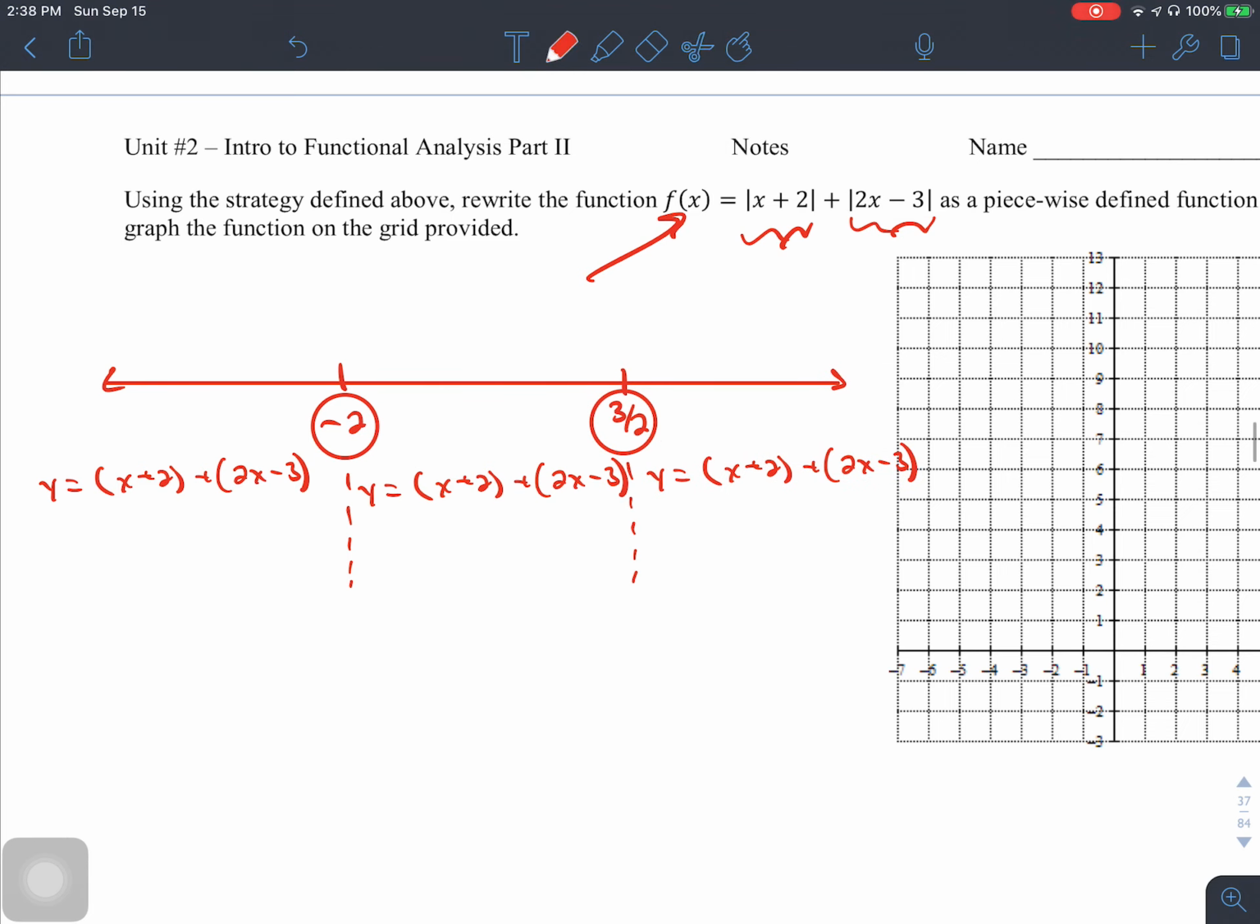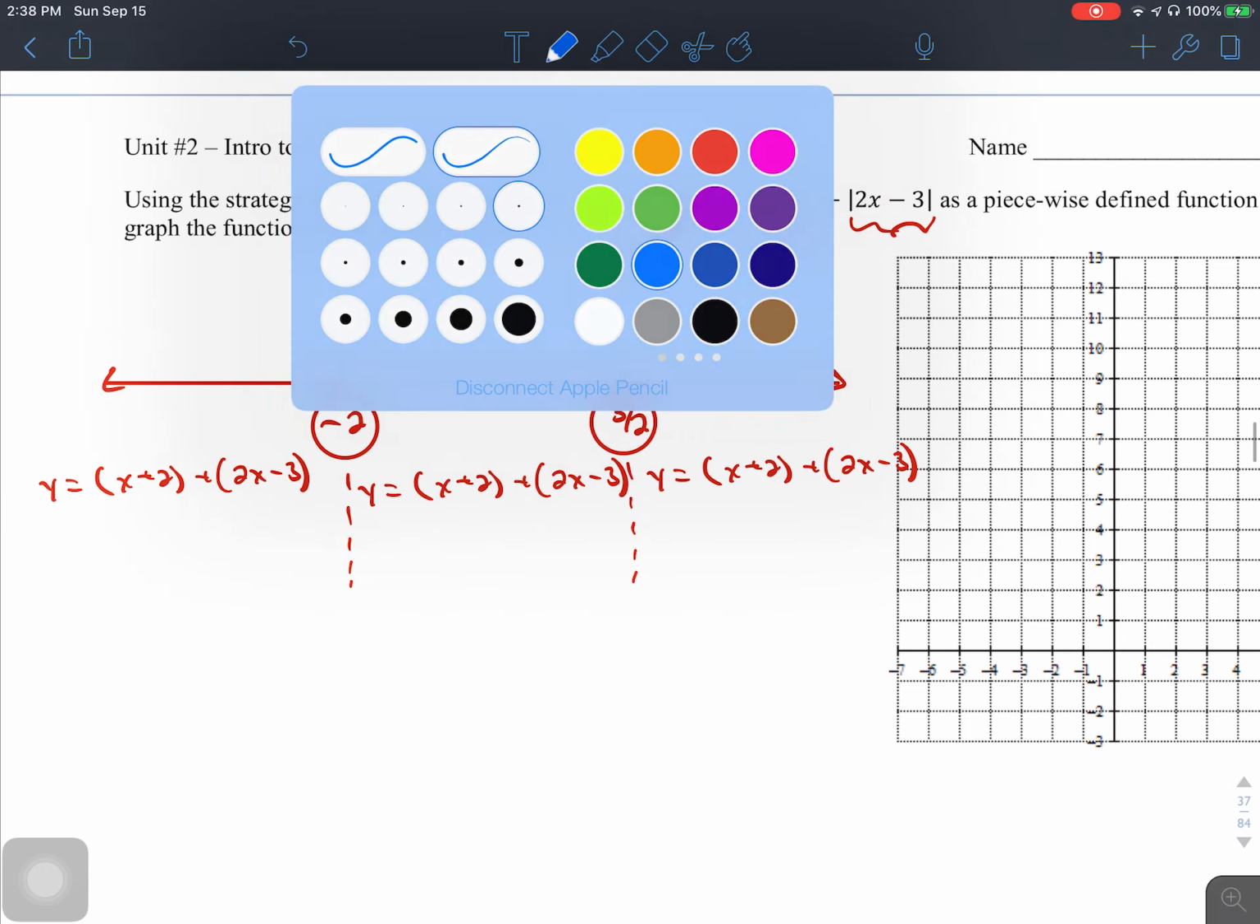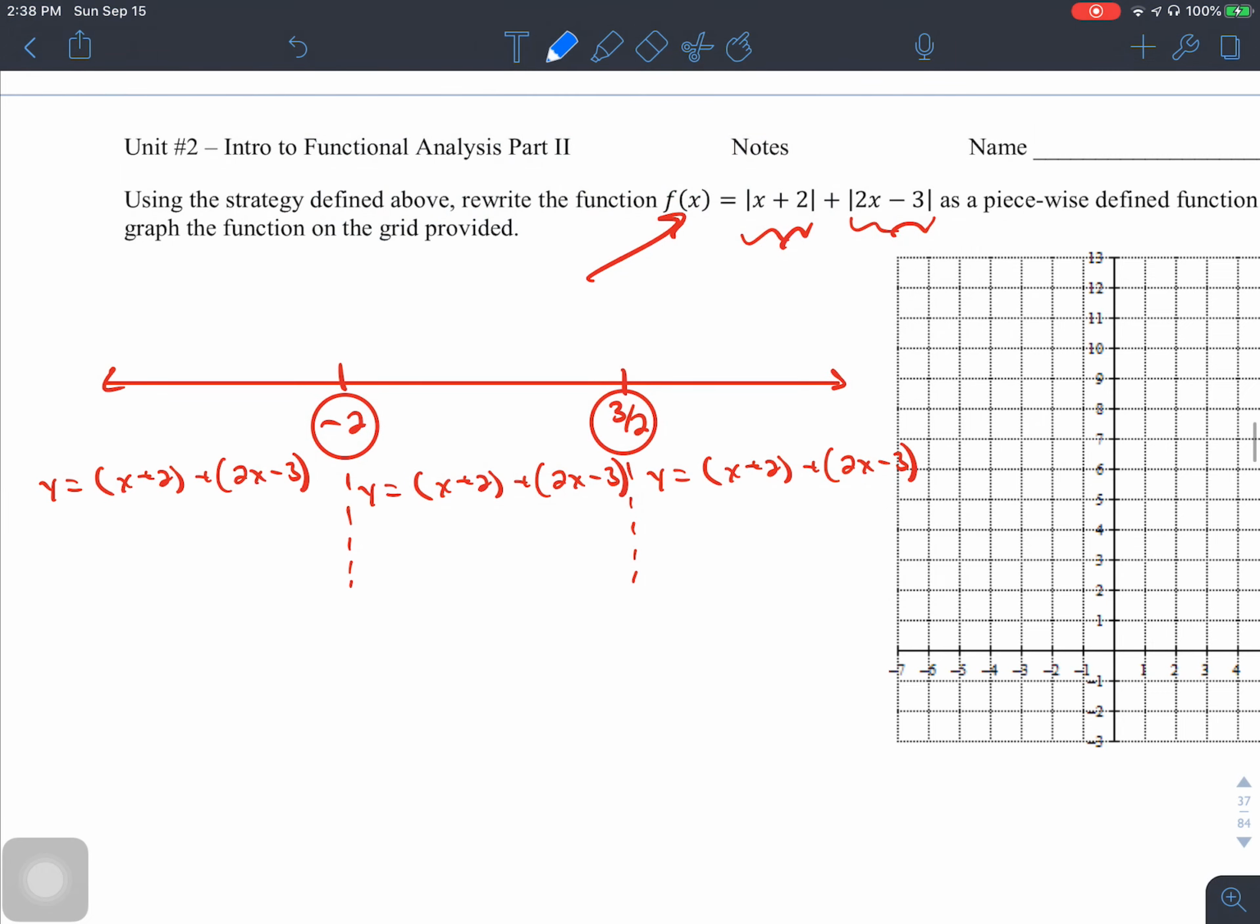I'm then going to pick a test number to see if each of these parentheses will be positive or negative. So if I choose something like -10, 0, and 10, it doesn't matter what you choose, as long as the number is to the left of -2, between -2 and 3/2, and to the right of 3/2.